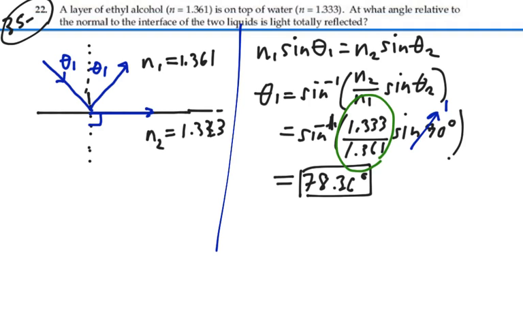So 78.36 degrees, internal reflection from ethyl alcohol to water.